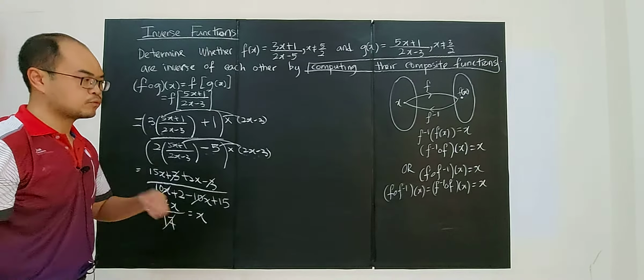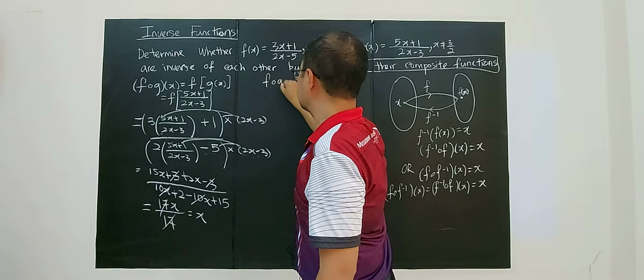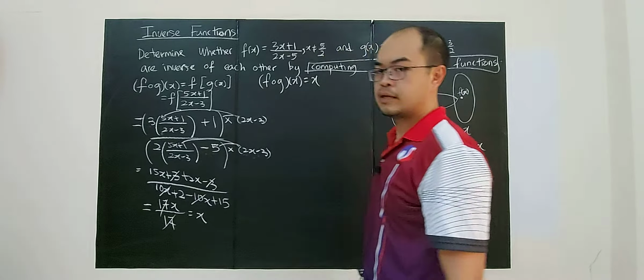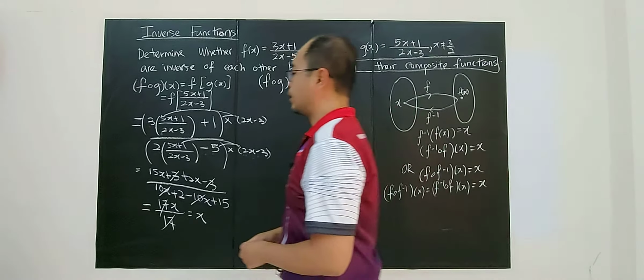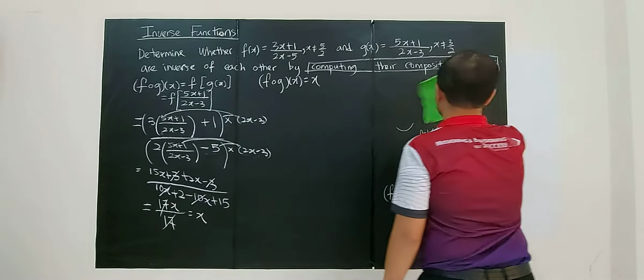This is what we want. So you know that your fg(x) has produced x. Okay, to double confirm whether this is so, I'm going to do the other way.